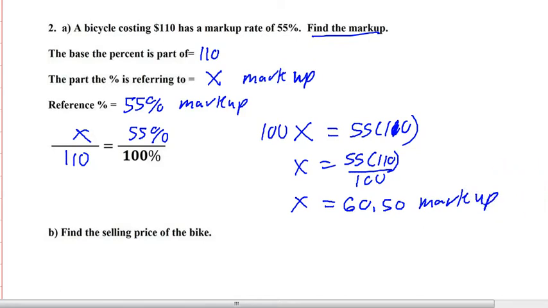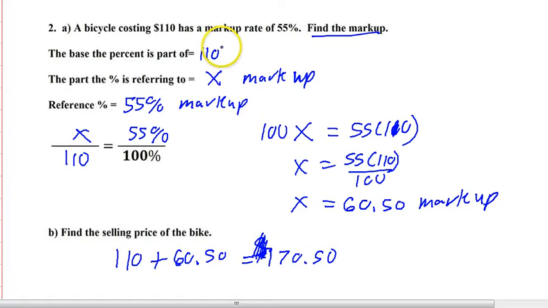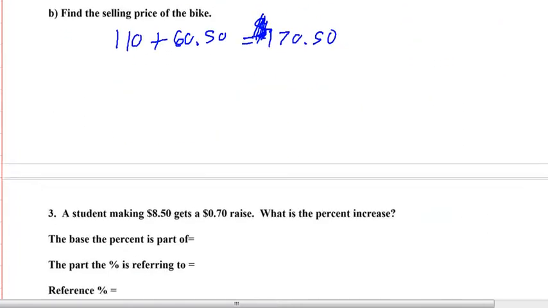And then again, to find the selling price, you take the base and the markup and you add them together. 110 plus 60.50, 170.5. So this represents the selling price. That's what he's going to sell it for, because it cost him 110. He's marking it up $60.50, so he's going to sell it for 170.5. And that's a percent increase.